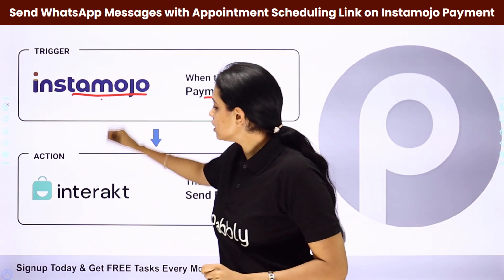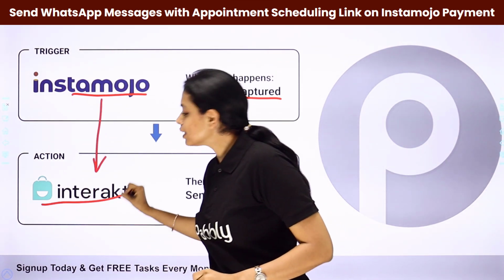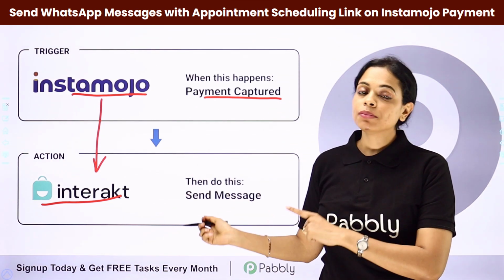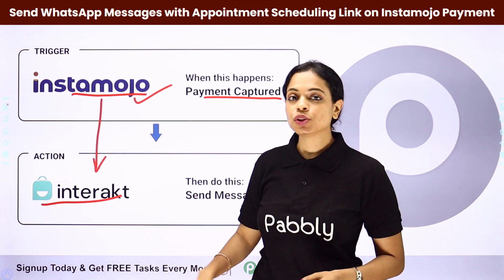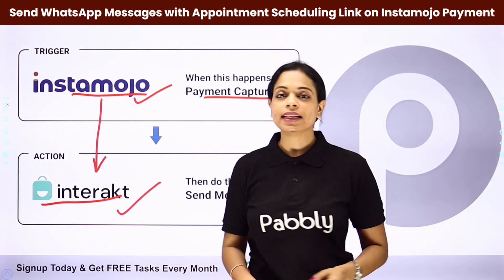For this, you will have to integrate the two applications. Here we are using Interact to send WhatsApp messages, and the same thing can be done using Pabbly Connect software. So here your trigger application would be Instamojo and your action application would be Interact.